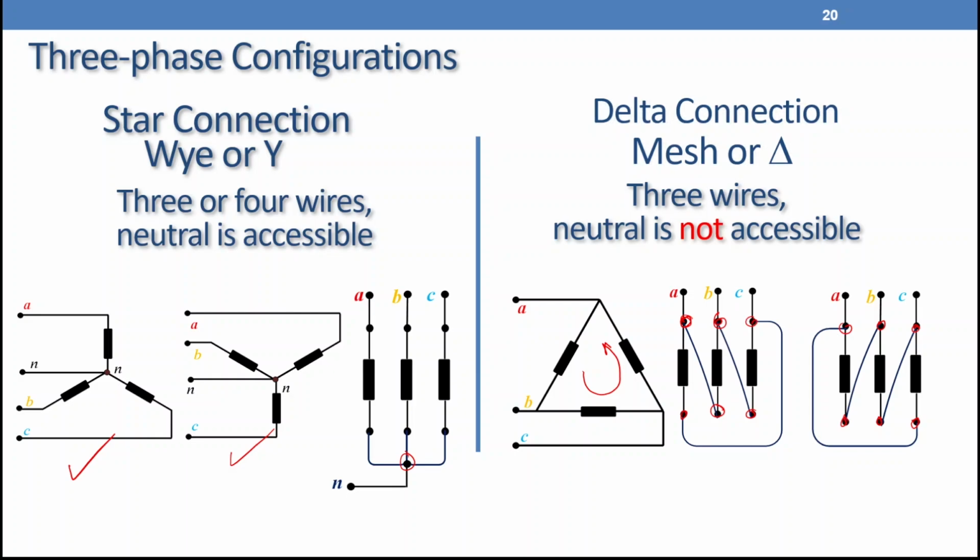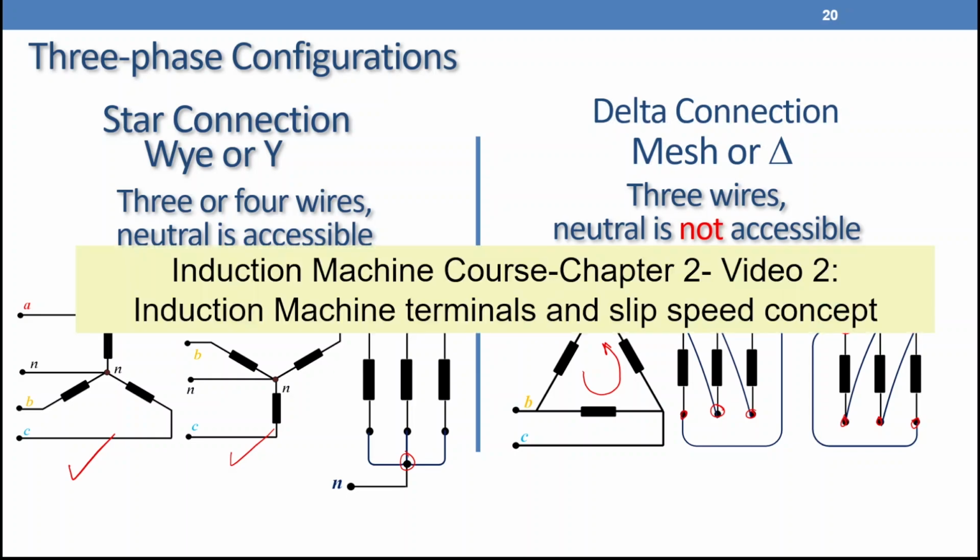If you'd like to know more about how to connect the star or delta practically, please visit the video in the Induction Machine course, chapter 2, video number 2, Induction Machine Terminals and Slip Speed Concept. In that video I explained practically how to connect the machine as a star or delta.